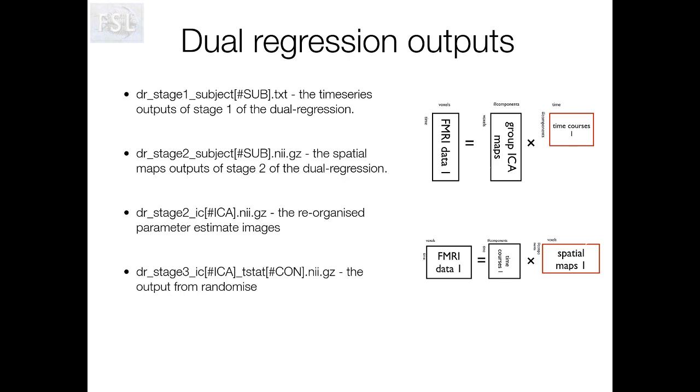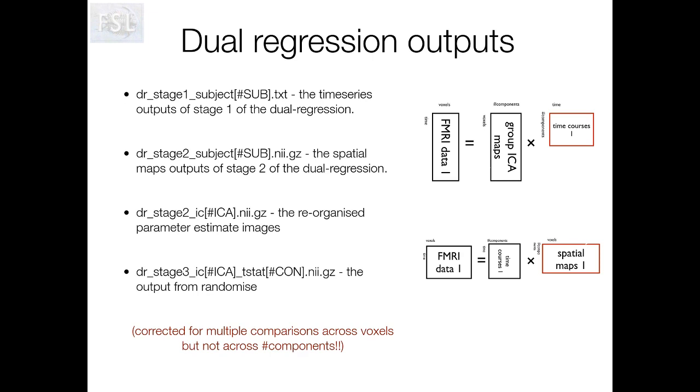And this is what you get from the third stage, the outputs of the statistical analysis, which for each group ICA component and for each contrast which you specified, you will get a t-statistic image and a p-value image, which has been corrected for multiple comparisons. And these are generated using non-parametric statistics via the randomise tool.